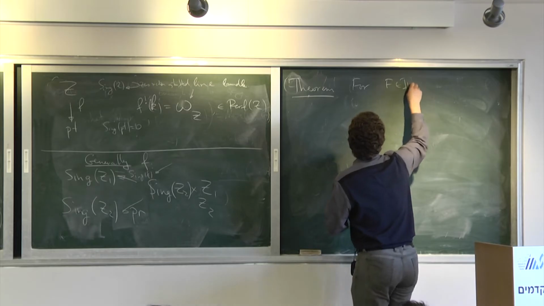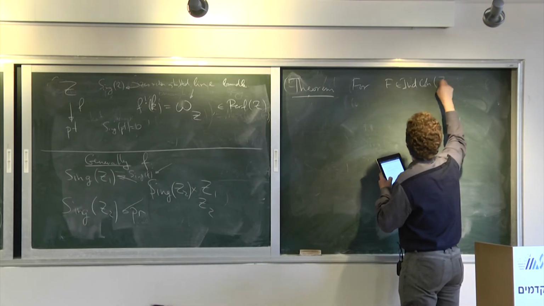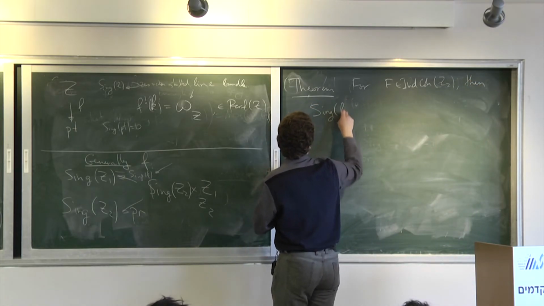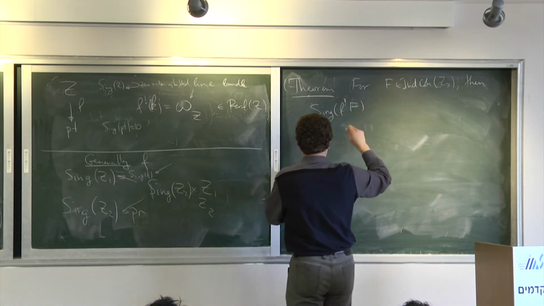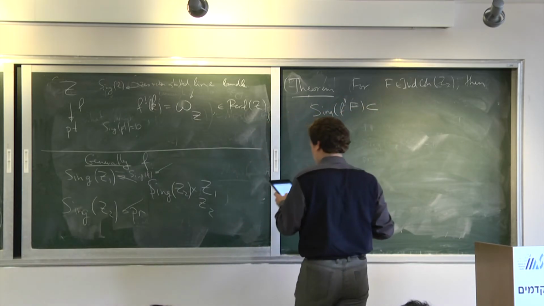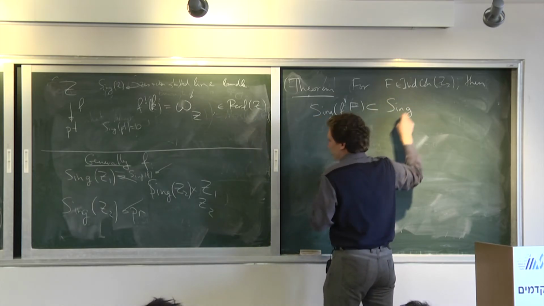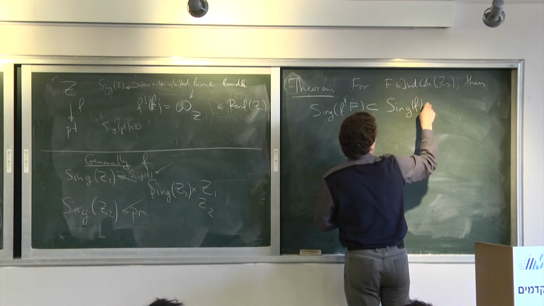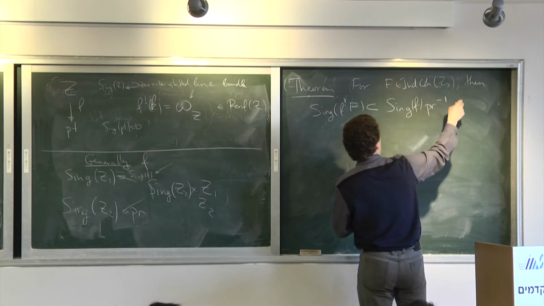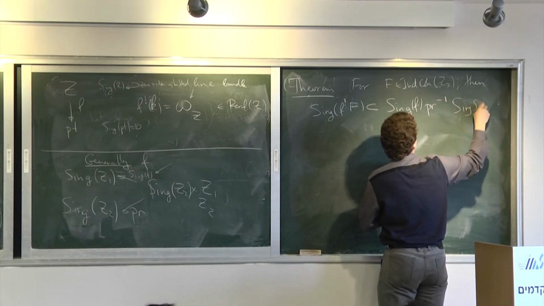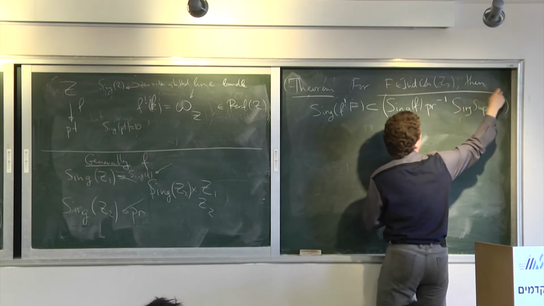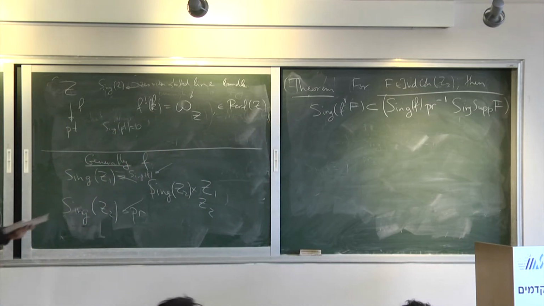if you have F sitting in Ind-coherent sheaves on Z2, then the singular support of the pullback of F is contained in, well, I guess I should take the closure at some point. So it's contained in, no, there's a singular support here, and we just travel along this diagram. So what should I say? It's like this inverse projection of the singular support of F, and closure. So essentially, there's only one reasonable thing you can write on the right, and that's what I'm doing.